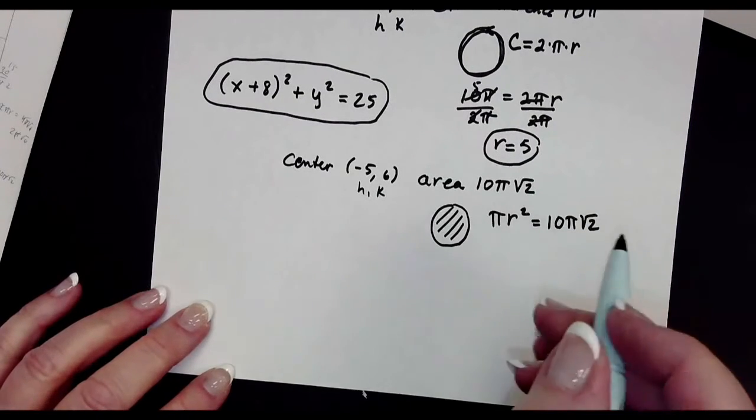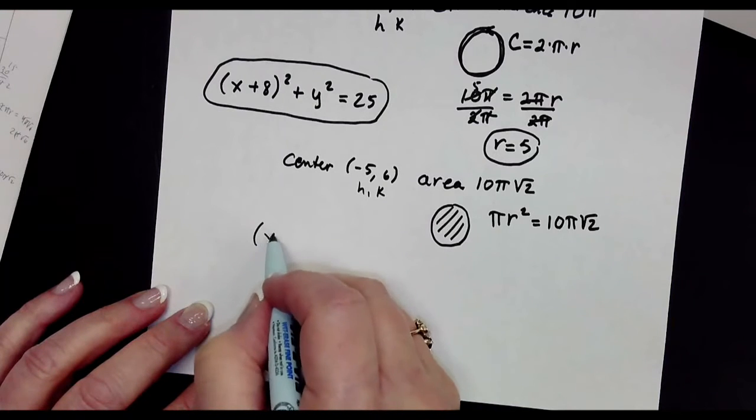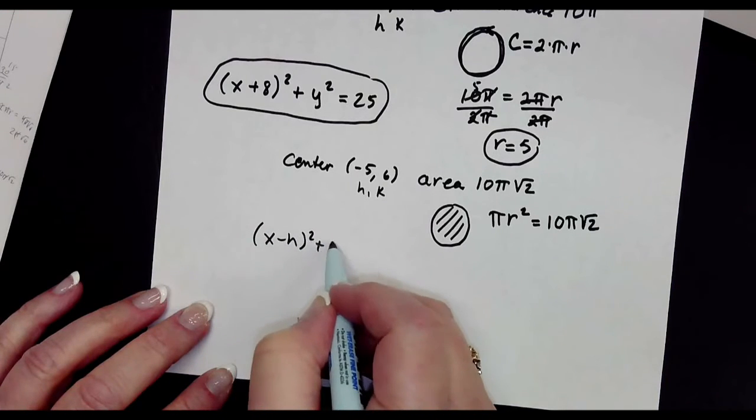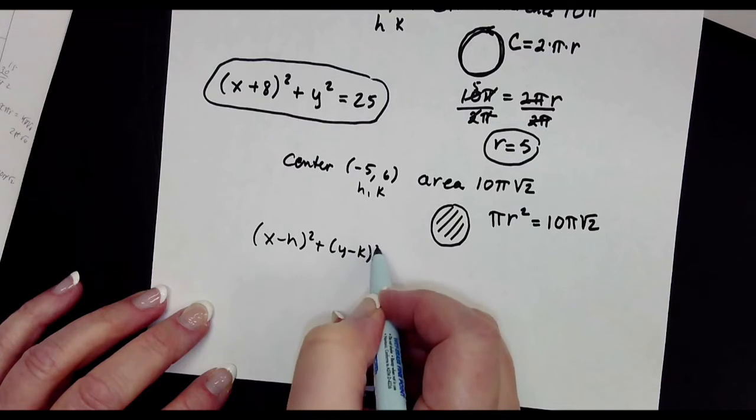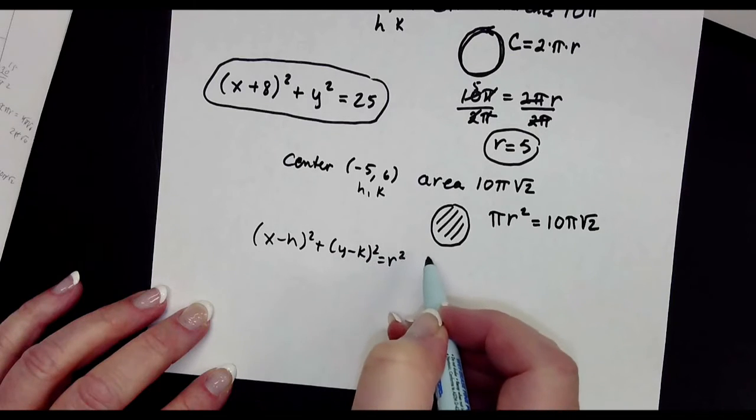Now let's look back at our formula again. Our formula is x minus h squared plus y minus k squared equals r squared, right?